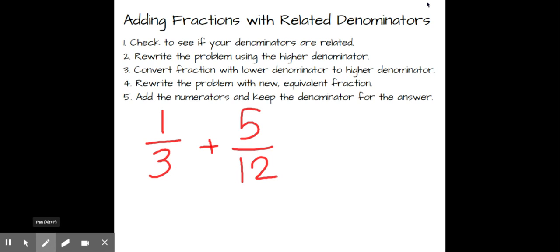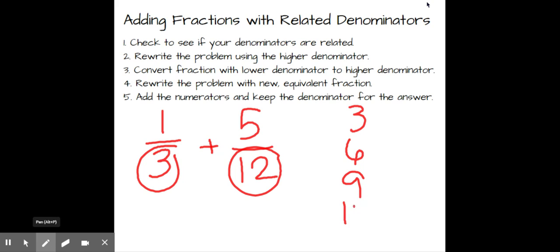Denominators are related if one of the denominators, remember we're talking about these numbers right here, is a multiple of the other. So I'm looking at a 3 and a 12, and I know my multiples of 3 are 3, 6, 9, 12, 15. So yes, 12 is a multiple of 3. So that means my denominators are related.